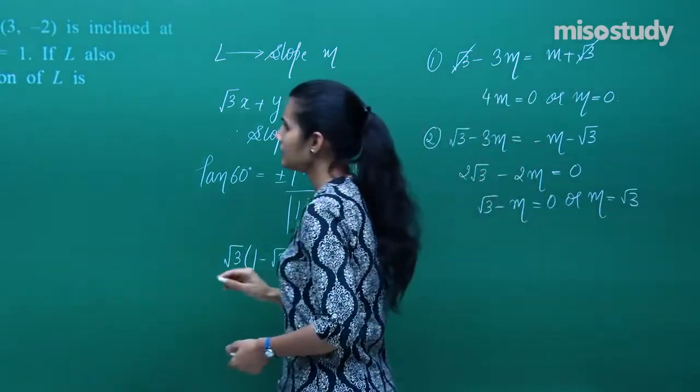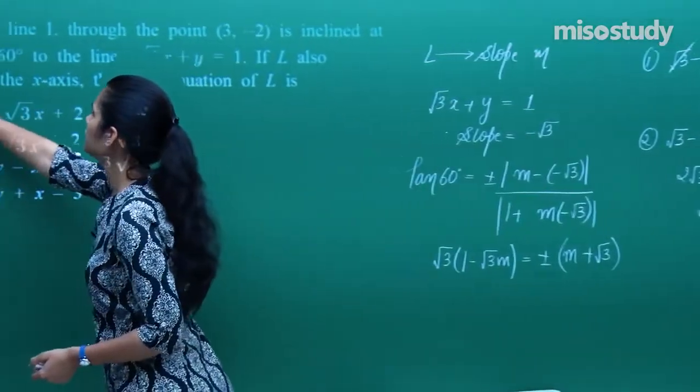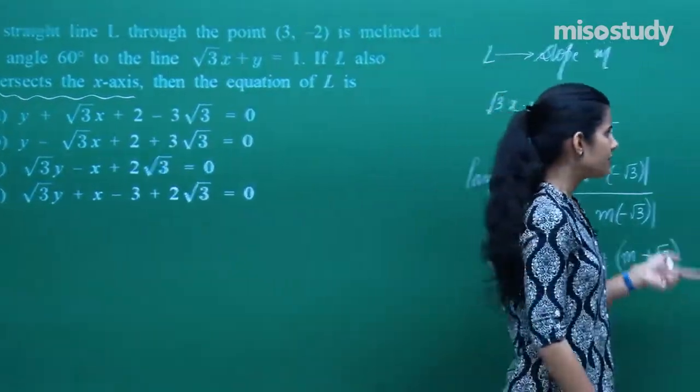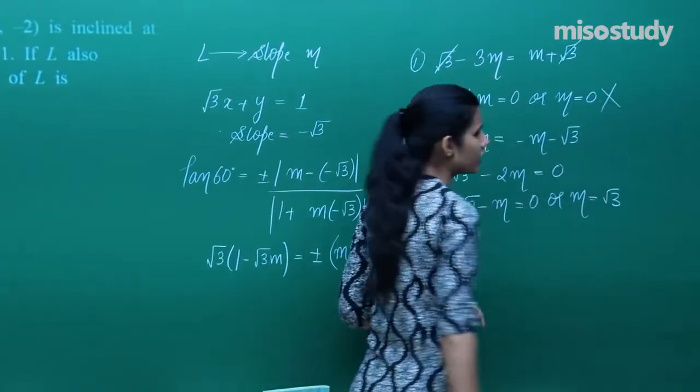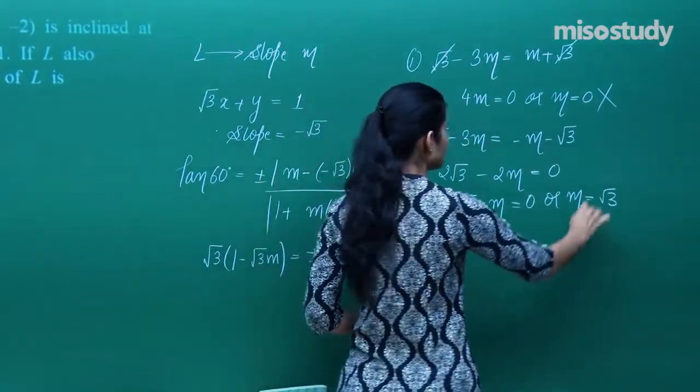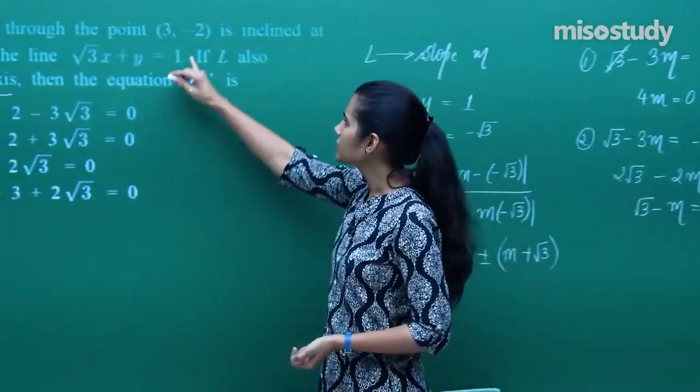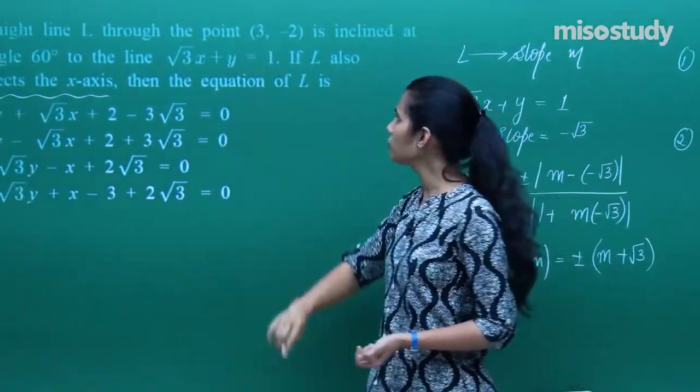Now, it is given to me that it is intersecting the x-axis. If it is intersecting the x-axis, that means it is not parallel to the x-axis. If it is not parallel to the x-axis, slope cannot be 0. So, slope has to be root 3. Now, I know the slope of the line. I also know that it is passing through (3, -2). Its equation will be what?